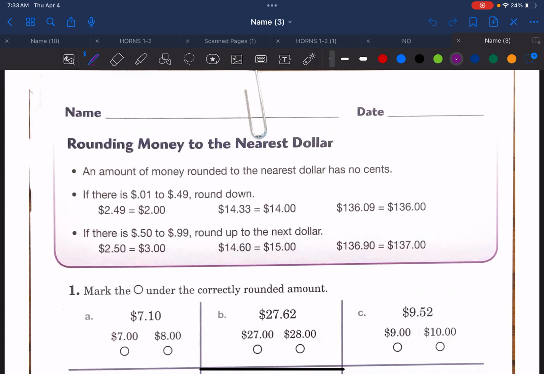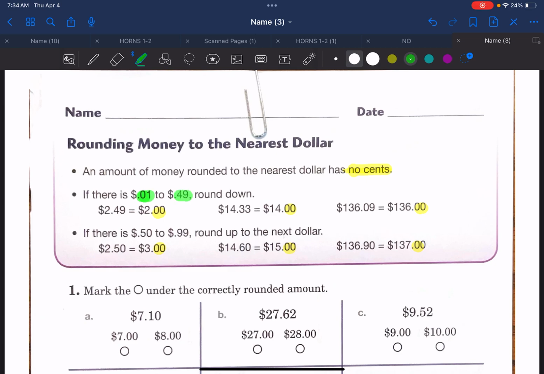So let's look at the rules up above. It says an amount of money rounded to the nearest dollar has no cents. So that means it's going to be 0 in the cents spot. Okay, so if you look at the ones down below, 0 0 0 0 0 0 0 0, there's no cents.